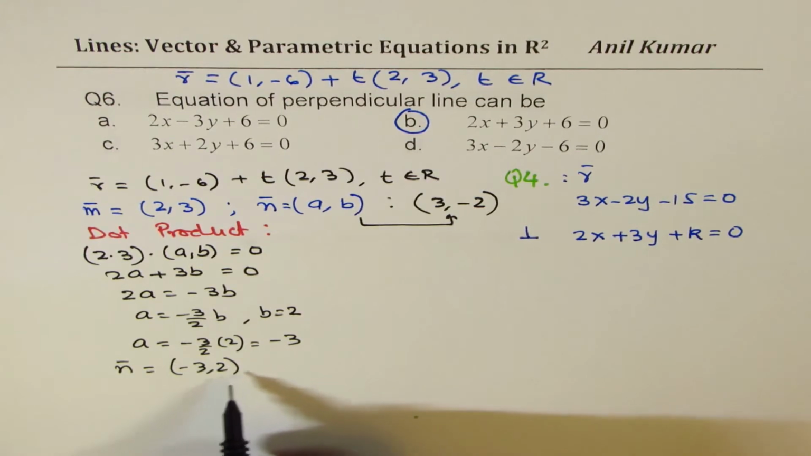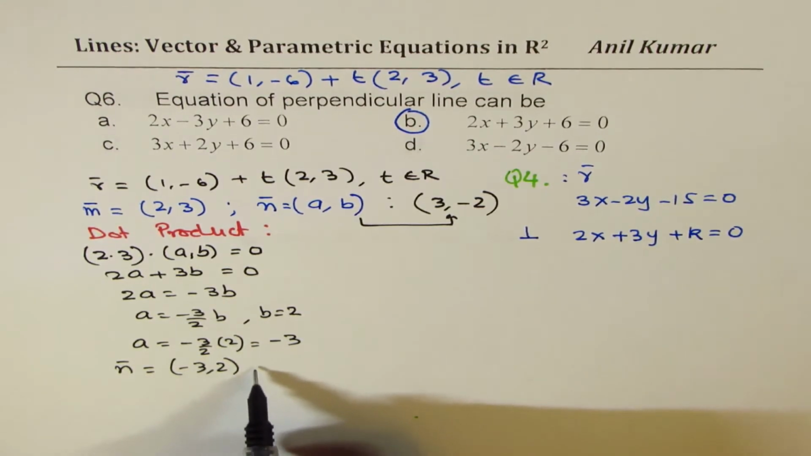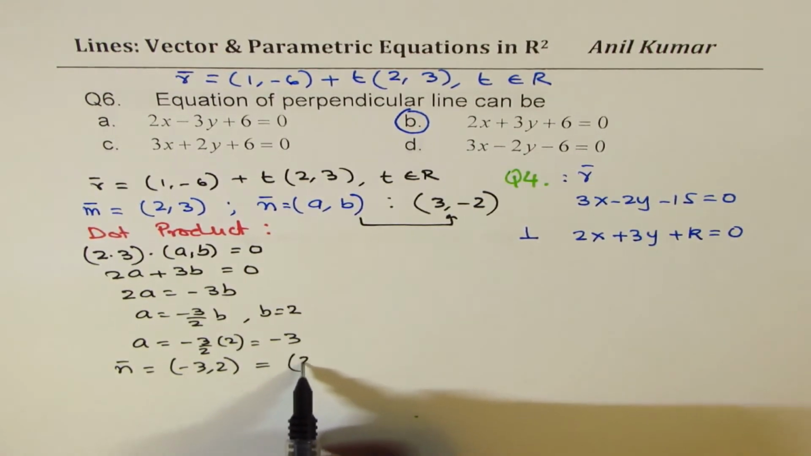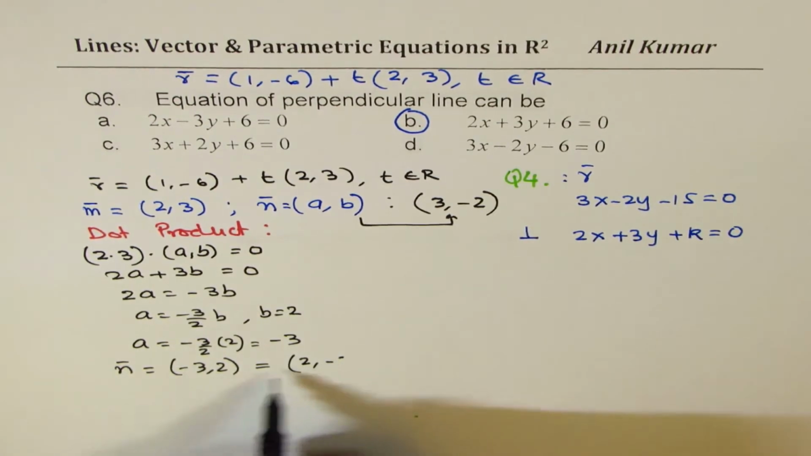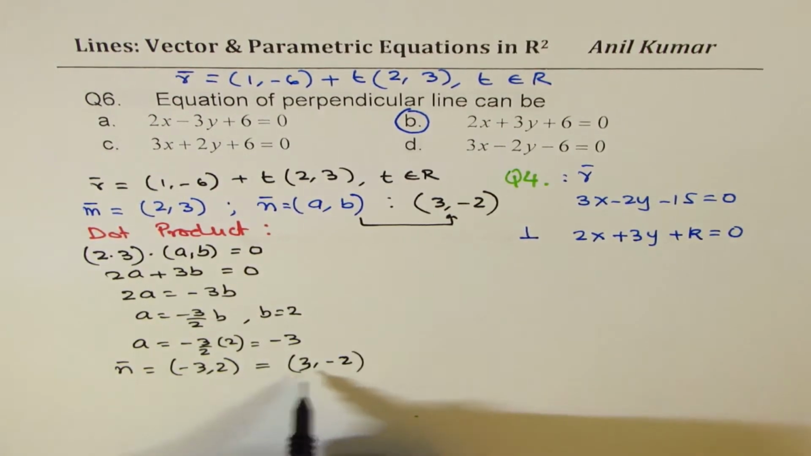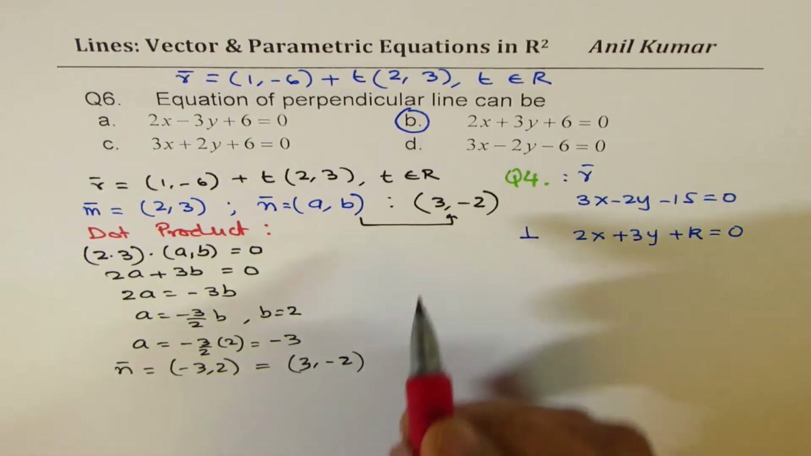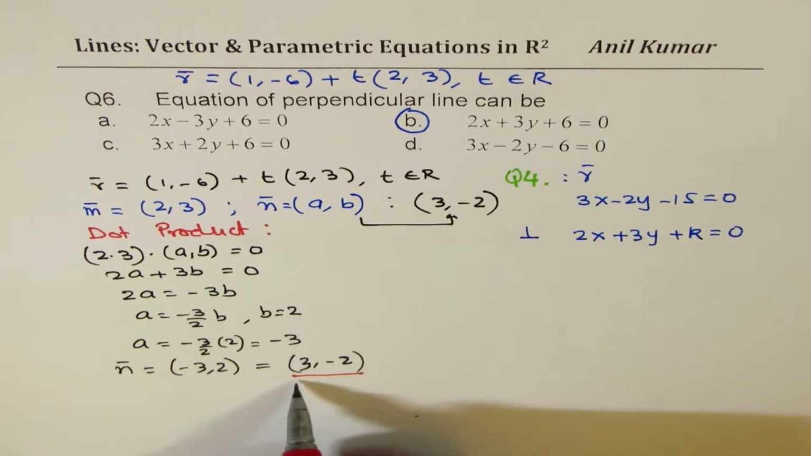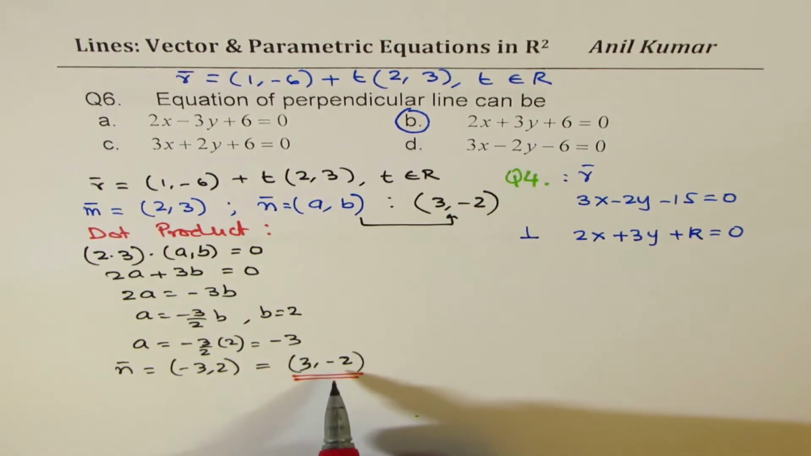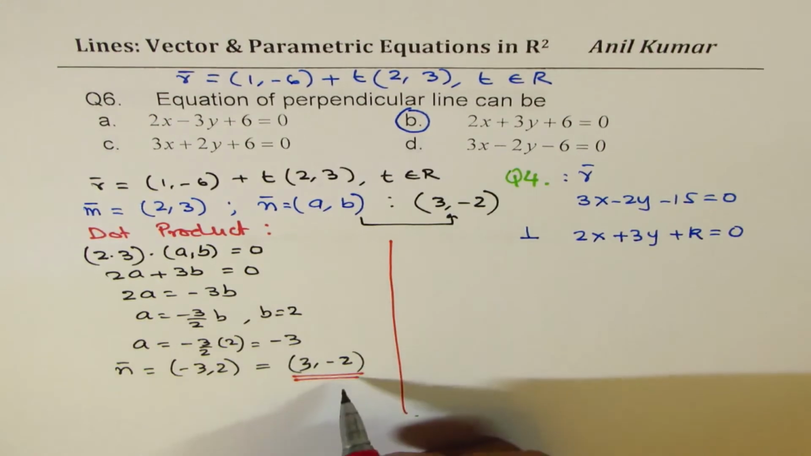But we could also write this normal as 3 minus 2. Is it okay? Both are the same thing, correct? So you could use either one of them. I would normally prefer to use 3 minus 2. We normally keep this positive. Is that okay? So now you know the normal.